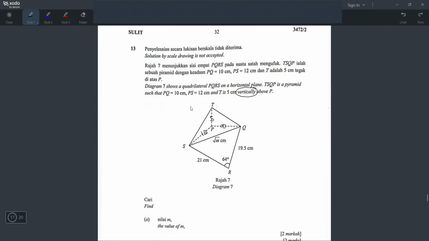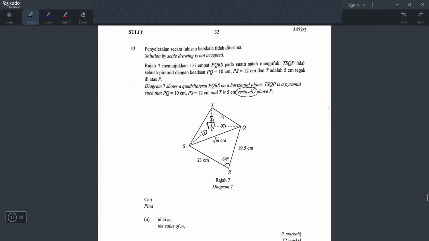If it's a 3D diagram and they say vertically, it means here will be 90 degree, here will be 90 degree, right? Because T is 5 cm vertically above P, definitely it's 90, 90 lah. Even though it doesn't look like 90, it looks like an obtuse angle, but it's still 90. The reason why it doesn't look like 90 is because it's a 3D diagram. But they mention here is vertically, so that's enough proof already that this is 90, right?